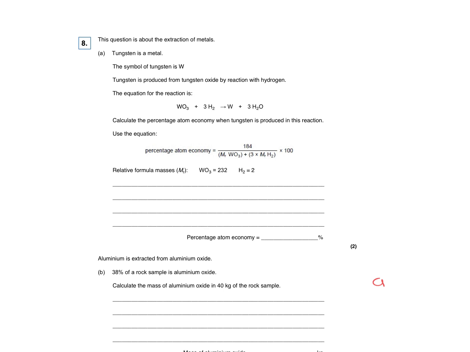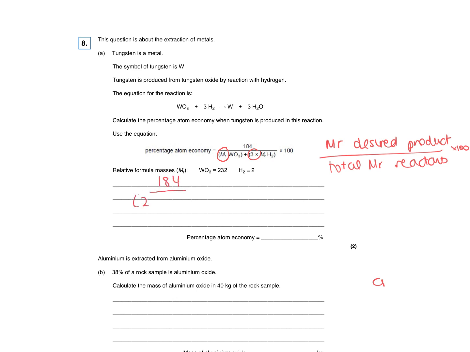So again, what you need to do is find the relative formula masses of your reactants, because remember, it's the MR of the desired product over the total MR of reactants multiplied by 100. So it'll be 184 over 232 plus 6, multiplied by 100, and this is going to give you an answer of 77%.